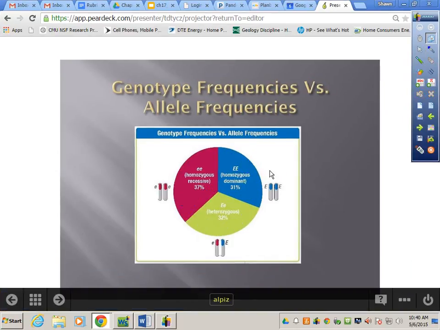Everybody say Hardy-Weinberg equation. Hardy-Weinberg equation. That's all. That's what that is.